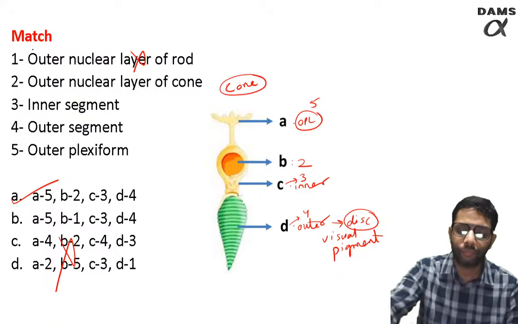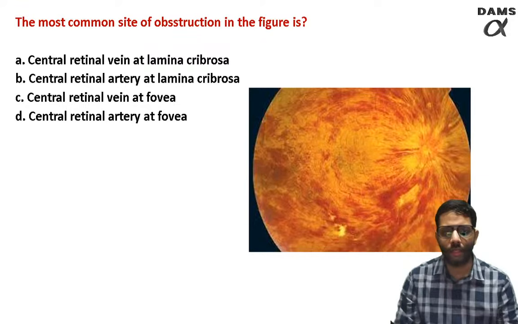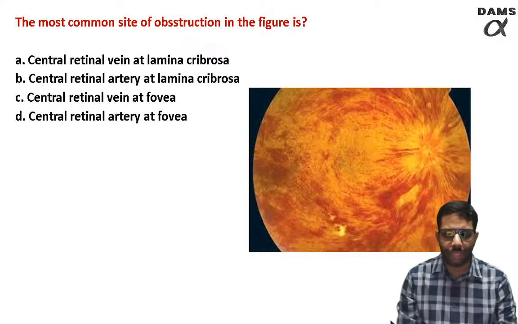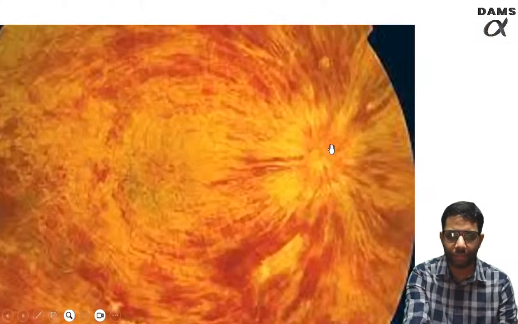The third is also a retina question. This is the fundus picture given to you, right or left? Just see the image first. There is a right fundus picture given to you, and this is the optic disc. So much blurred optic disc margins. And why right? Because see, the fovea is on the right side of the optic disc.